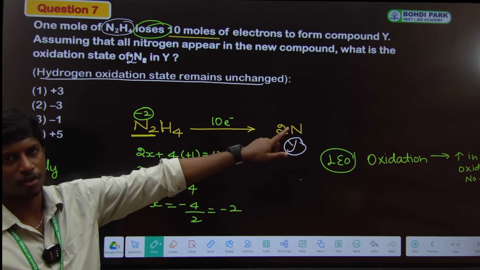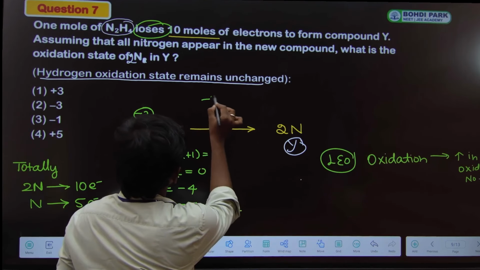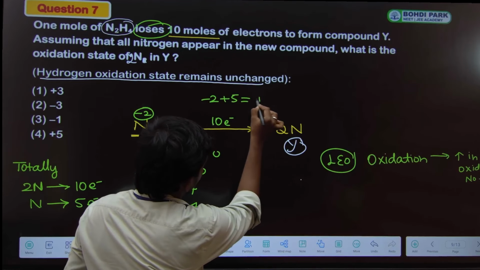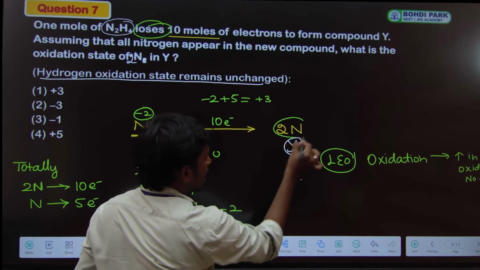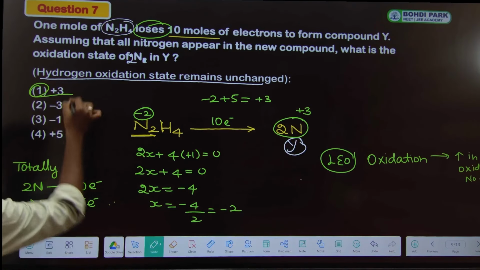So we have to add plus 5, because oxidation number means an increase in oxidation state. So minus 2 plus 5 gives plus 3. The oxidation state of nitrogen in the product Y is plus 3. Option A is our correct answer.